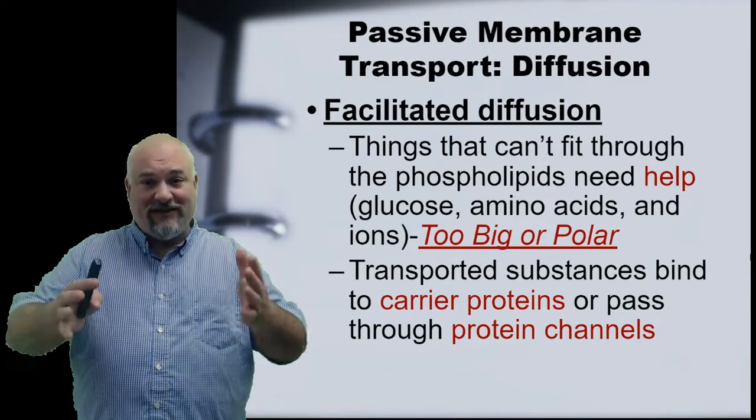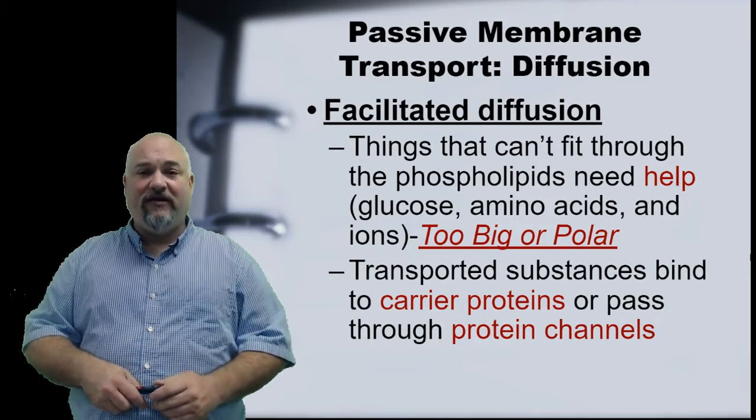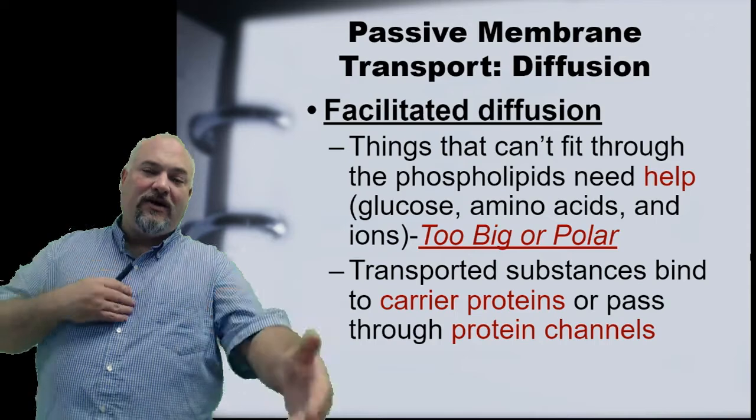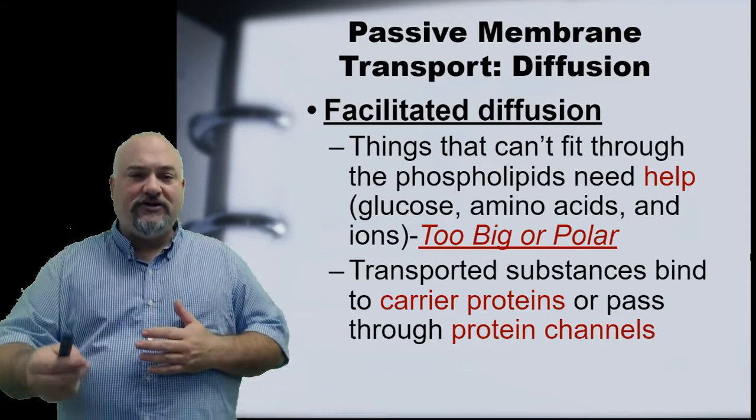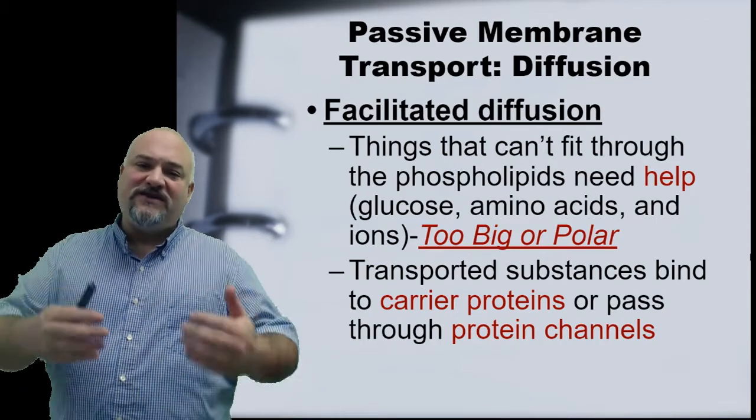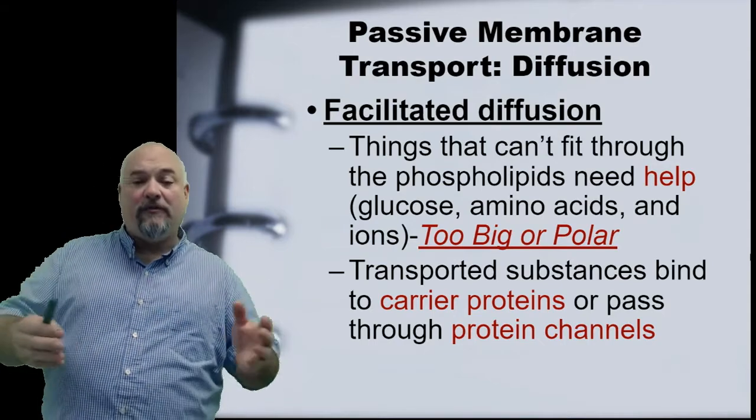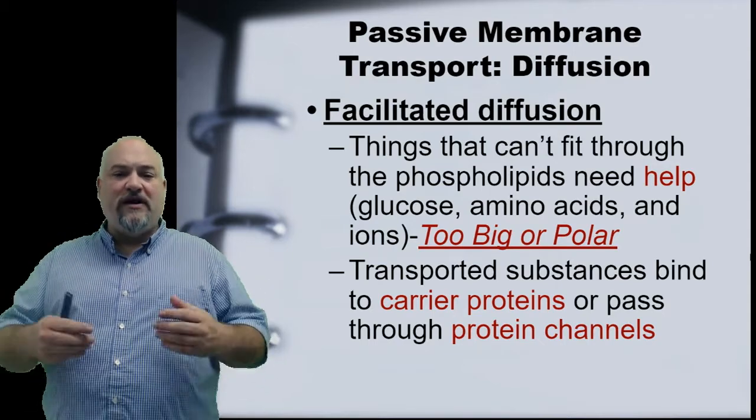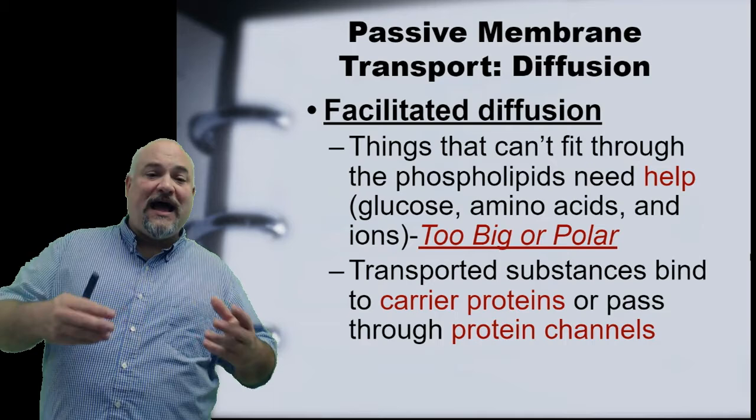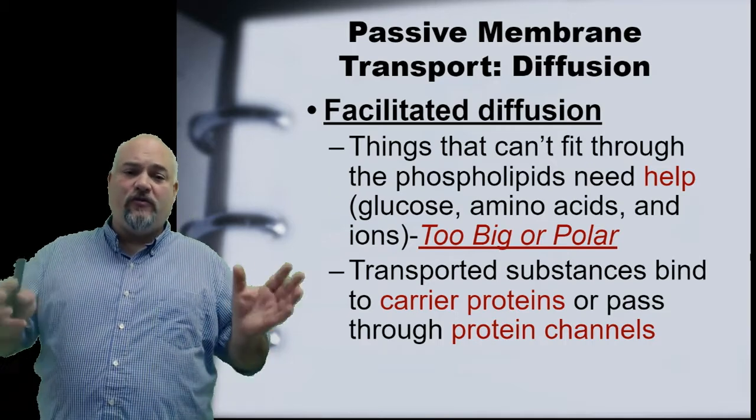You guys have to invest the time and the energy and the mental processes to learn the stuff, but I am here to help you, explain things you don't understand, guide you to resources that are helpful. And that's what facilitated diffusion is. Things that can't fit through the phospholipids need help. Big things like glucose or amino acids, polar things like ions. So too big or too polar, we got to give them help.